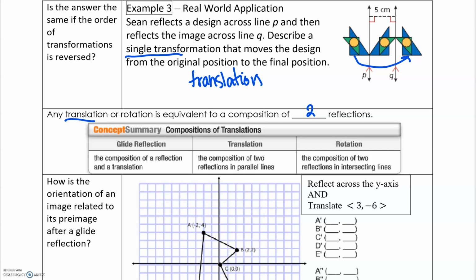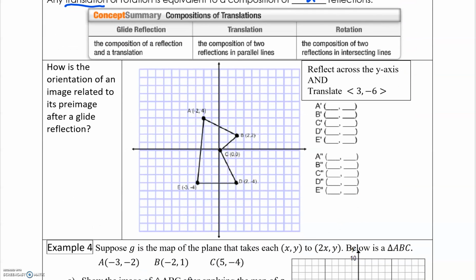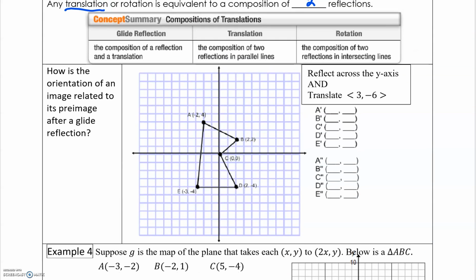Okay, so a translation, that's what we just did. Translation was two reflections when it's going across the parallel lines. So let's move to this second to last example here. If you want to try this one, reflect it. That would be this one right here is going to be our reflection across the y-axis. And then this last one, those points are going to be the translation of moving it 3 to the right and down 6. So go ahead and try that and then check when you're ready.